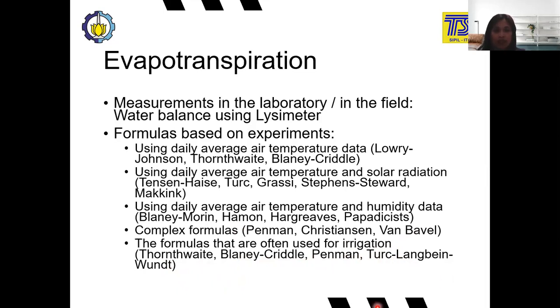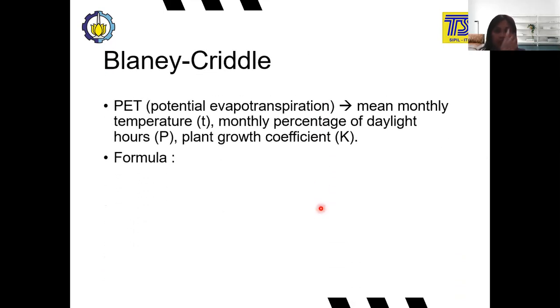And for the exact formula based on experiment here, we can use it based on the data that is available, or we can also use it based on our necessity. For example, if we want to calculate the evapotranspiration for irrigation, yeah, we have to use this last formula. But if we want to calculate only the transpiration, we don't have to do it for the irrigation. Okay, we can use the other one. For example, here we have the Blaney-Criddle equation.